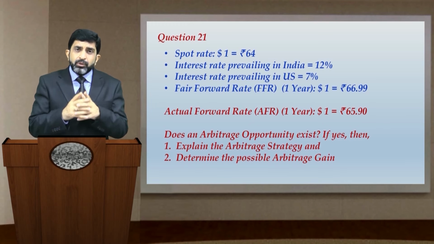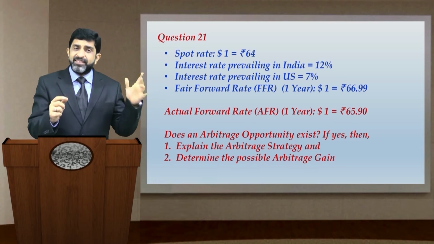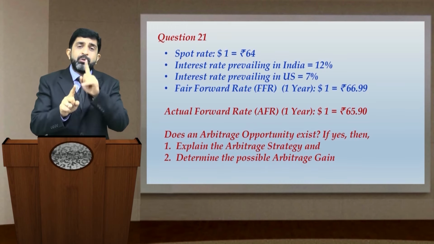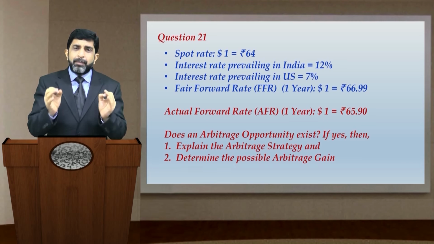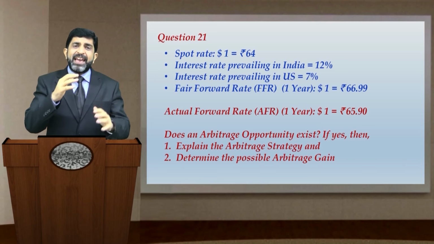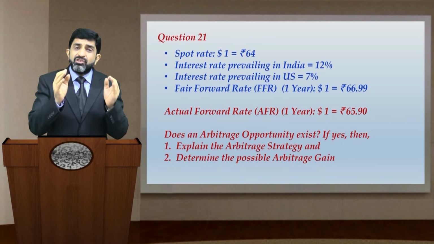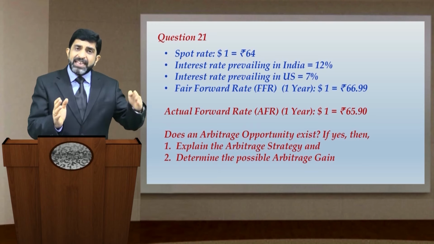Now, the actual forward rate is rupees 65.90. On comparison, we find that definitely there is a mismatch between the actual forward rate and the fair forward rate. Whenever there is a mismatch, we definitely can create an arbitrage strategy. That means an arbitrage is possible. So an arbitrage opportunity definitely exists.